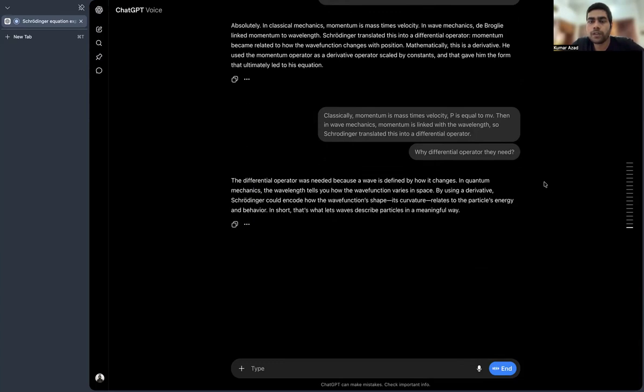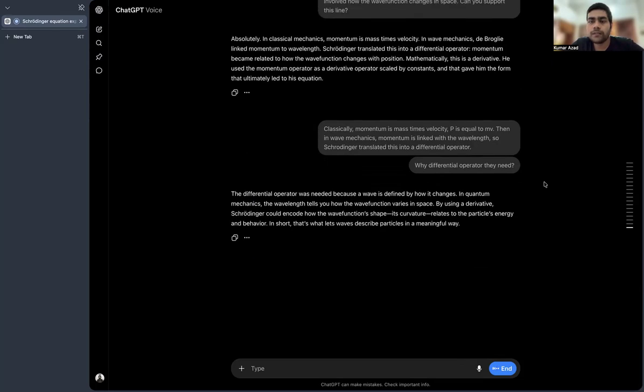So mathematically, this is a derivative. Okay, then the wavelength tells you how the wave function varies in space. By using a derivative, Schrödinger could encode how the wave function's shape, its curvature, relates to the particle's energy and behavior.